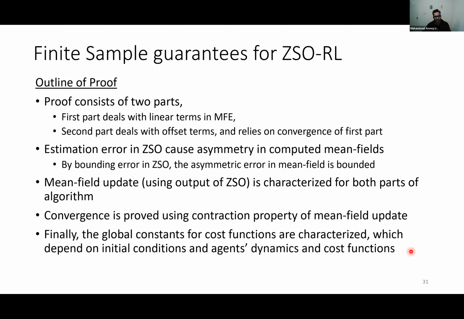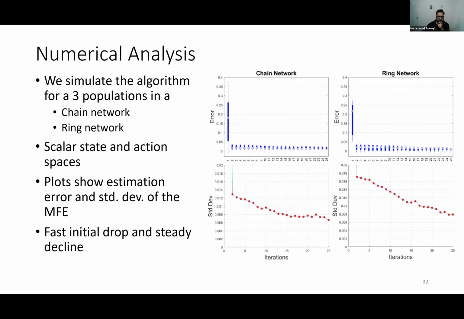Finally, we also come up with a global constant for the cost function. The cost functions have these properties of smoothness, gradient domination, and strong convexity. We also proved that the global constants for these properties exist, and we characterize them. So that's the theoretical part of the paper. Then we also had some numerical analysis for our paper, and what we did was we simulated the algorithms for three populations.